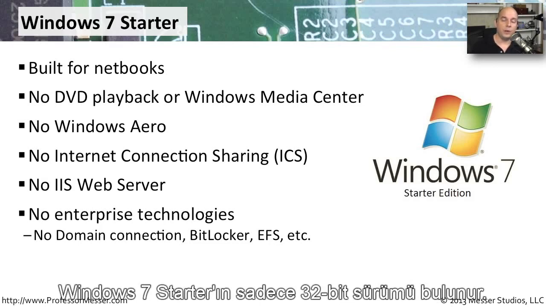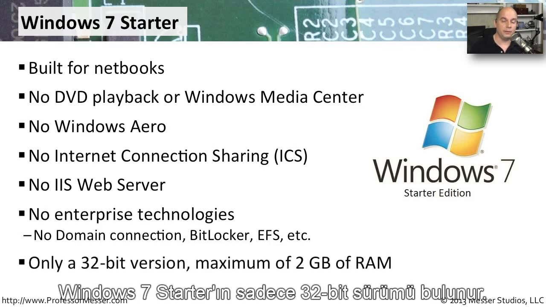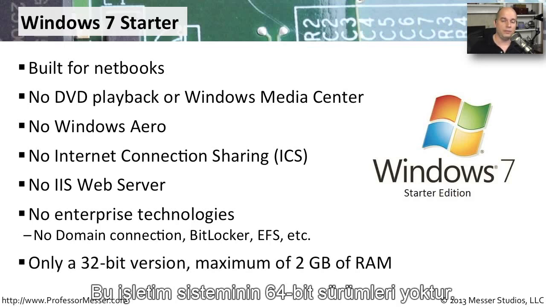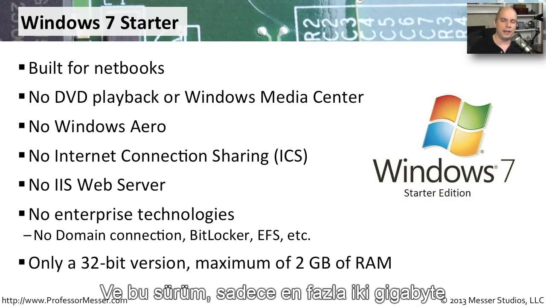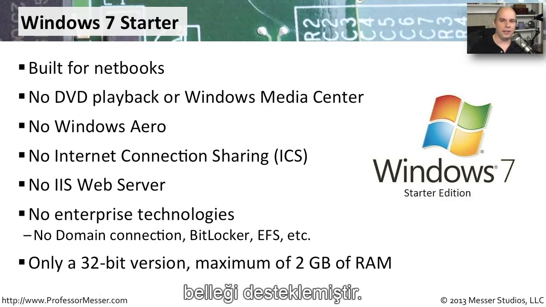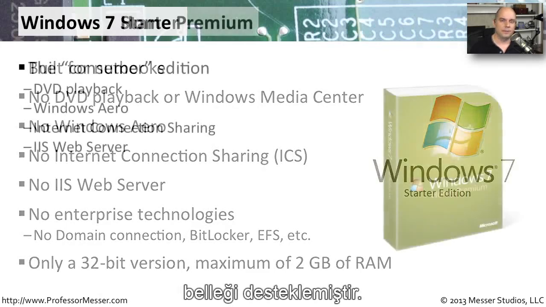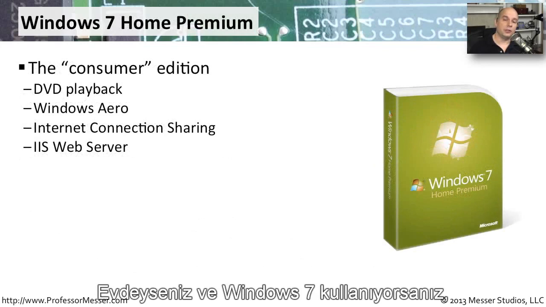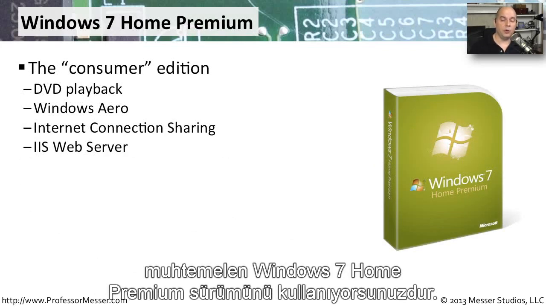You would only find Windows 7 Starter in a 32-bit version. There are not 64-bit versions of this operating system, and this version only supported a maximum of 2 gigabytes of memory. If you're at home and you're using Windows 7, then you're probably using Windows 7 Home Premium.